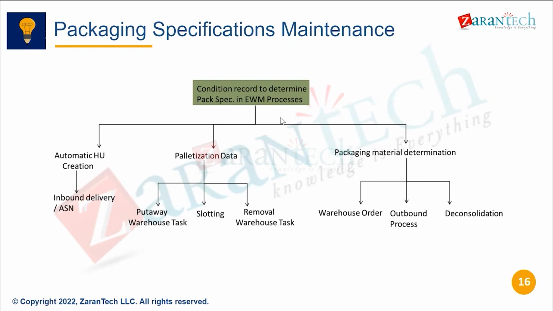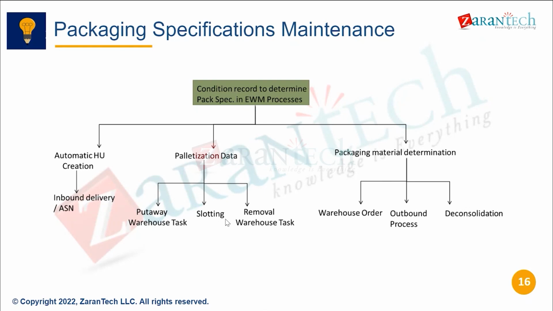Like if you have the palletization data for your internal processes, like to create a put-away warehouse task, because your base unit of measure here will be pieces, but in the warehouse you are putting that product onto the pallet. So in the warehouse, the unit of measure used to handle those products will be the pallet unit of measure, but the base is pieces. So in EWM, the warehouse task will be created for that pallet, not for the pieces.